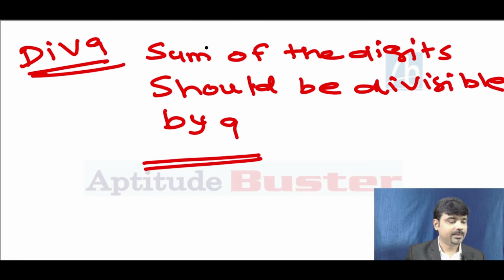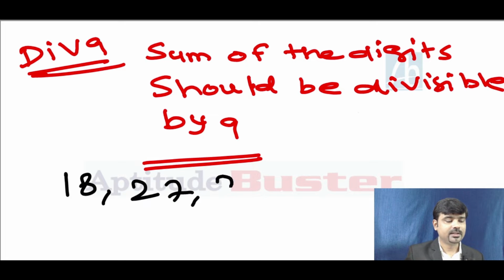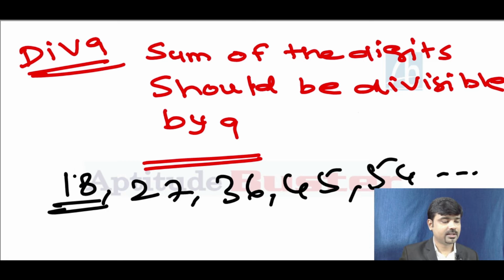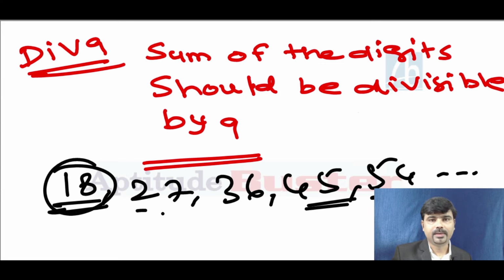If I take multiples of 9, the first ones are 18, 27, 36, 45, 54. The sum of the digits: 1 plus 8 is 9, 2 plus 7 is 9, 3 plus 6 is 9, 4 plus 5 is 9, and 5 plus 4 is 9. Here, if the sum of the digits of a number is 9, it is divisible by 9, or we can say the number is divisible by 9 when the sum of the digits is 9.